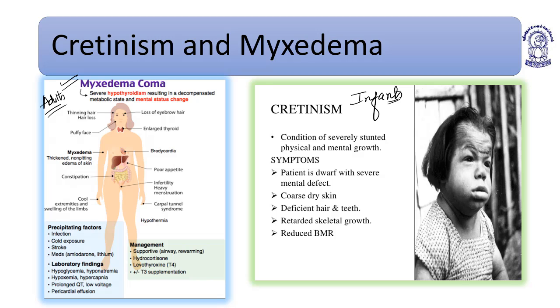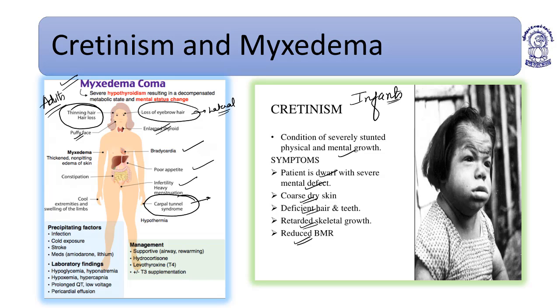Conditions of severely stunted physical and mental growth. The patient is a dwarf with severe mental defect, coarse and dry skin, deficient hair and teeth, retarded skeletal growth, reduced basal metabolic rate. Myxedema: thinning of hair, hair loss, loss of eyebrows, especially lateral regions, enlarged thyroid gland, puffy face. The rest of the characters I've already told you: bradycardia, poor appetite, infertile, heavy menstruation, carpal tunnel syndrome.